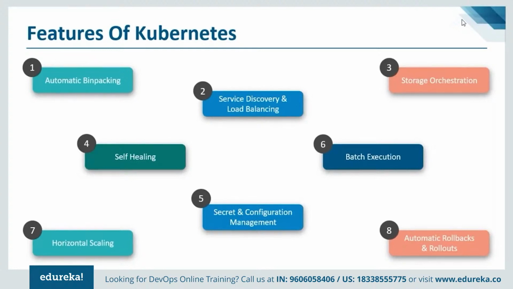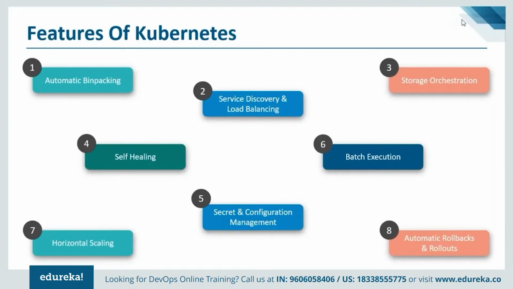The second thing, service discovery and load balancing. If you're going to use Kubernetes, then you don't have to worry about networking and communication, because Kubernetes will automatically assign containers their own IP addresses and probably a single DNS name for a set of containers which are performing a logical operation. And of course, there will be load balancing across them. So you don't have to worry about all these things. That's why we say that there is service discovery and load balancing with Kubernetes.